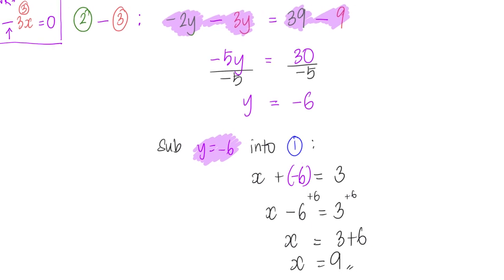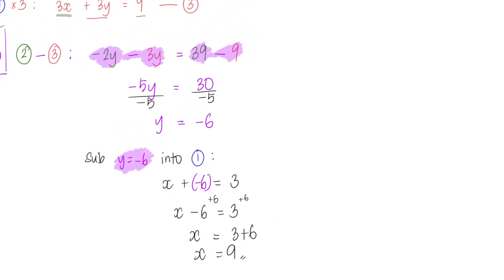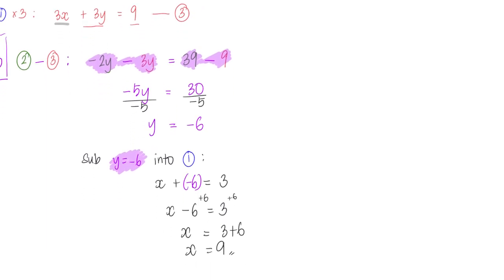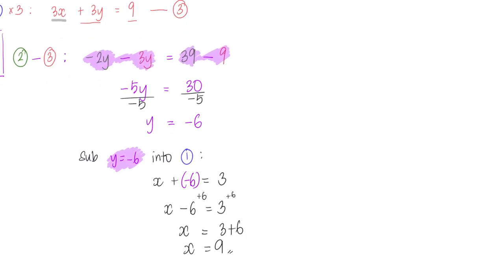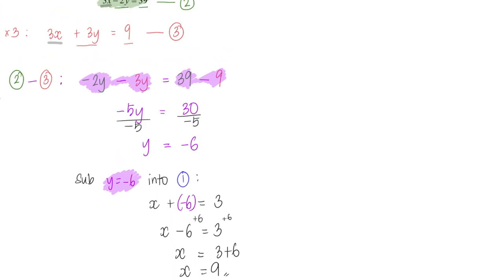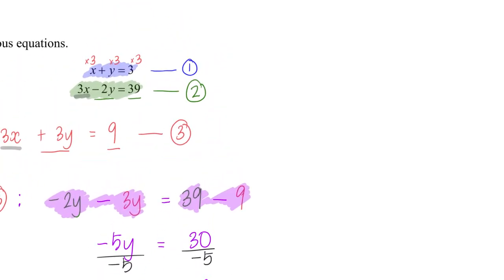Once I have both answers, it will be prudent for us to just do a quick check, just to make sure that we are correct. So now that I know y is negative 6, x is 9, so I go back to here. I'm going to just do a quick check. Using my equation 2, I'm going to check whether 3x minus 2y, right, really give me back my 39.